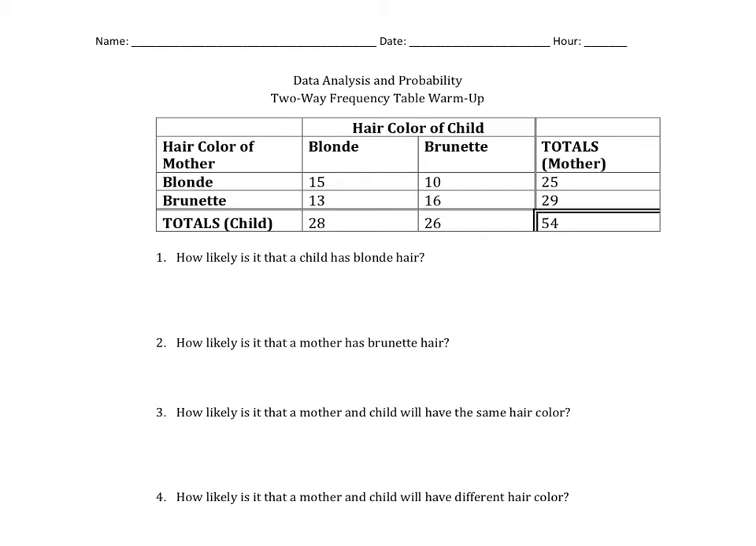Okay, so this table is set up a little bit differently than before, but it's still the same idea where there's overlapping categories and two different totals. So up here we have the hair color of the child, so these are blonde children and brunette children. And then over here we have the hair color for the mothers. These are blonde moms and brunette moms.